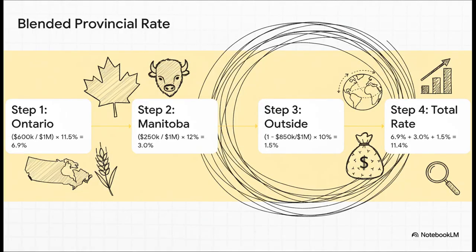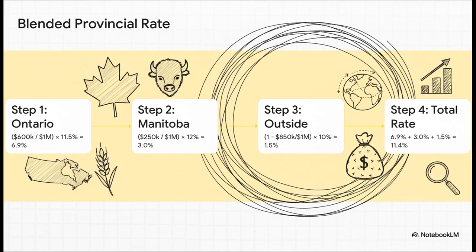So how do we get this blended rate for our variable C? Well, we calculate a weighted average. It's a few steps, but they're logical. Step 1, we look at Ontario. It accounts for $600,000 of the million, that's 60% of the income. We multiply that 60% by Ontario's 11.5% tax rate, which gives us 6.9%. Step 2, we do the same for Manitoba. It's $250,000, or 25% of the income. We multiply that by Manitoba's 12% rate, and that gives us 3%.